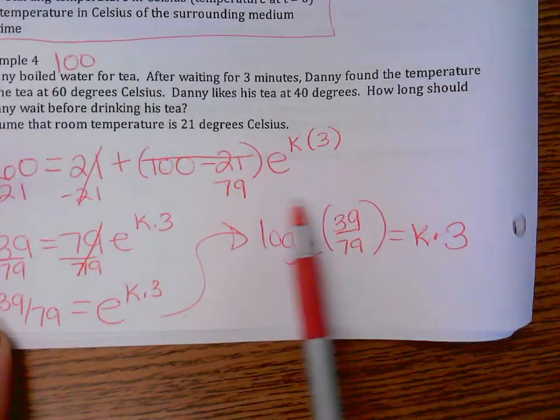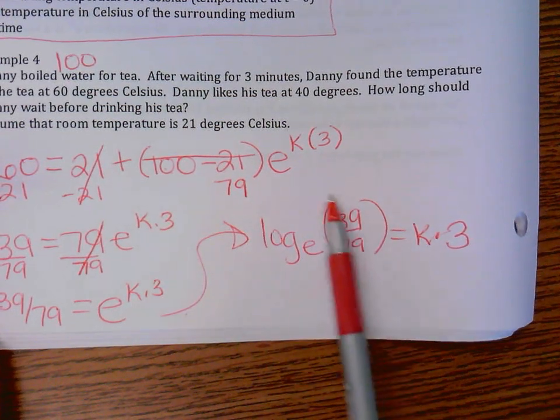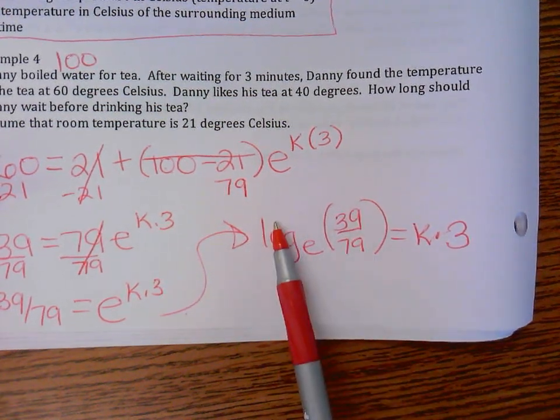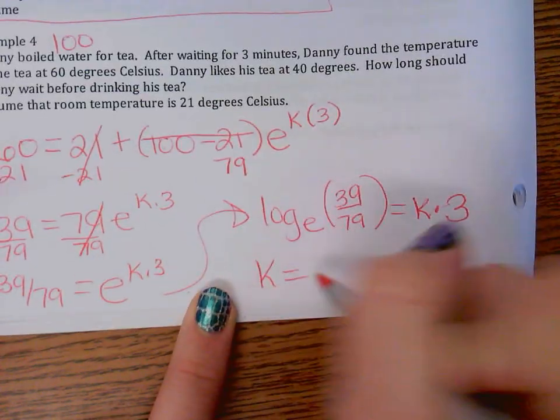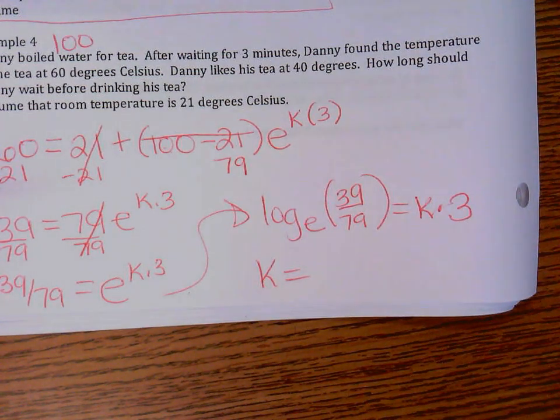So I can take this natural log, just use the ln key on your calculator, divide by 3 at the end and find k. So I'm doing the natural log of 39 divided by 79 in parentheses, hit enter, and then divide by 3. So k should come out to a negative decimal. So what does someone get for k? What is it?